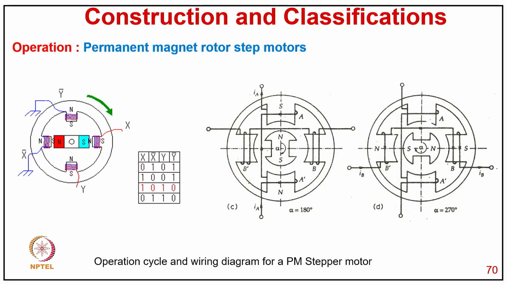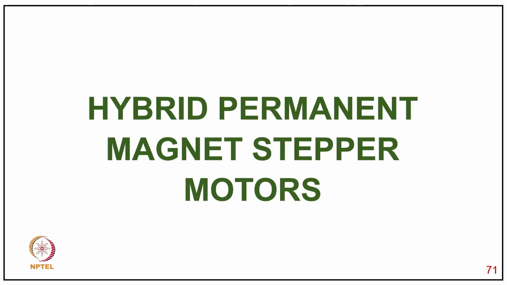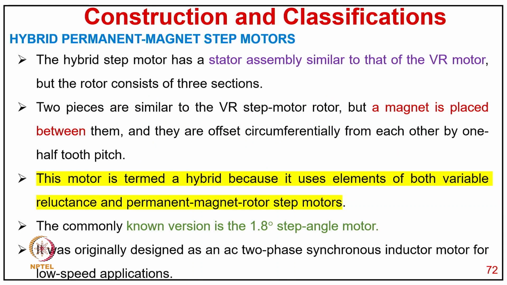And you can just see how, typically with the excitation, the magnets are really attracted, and you get the motion of this PM stepper motor. Now coming to the third category, the hybrid permanent stepper motor. These are called hybrid because of the two natures: we have a saliency as well as the permanent magnet. That is one way. Another is that we have an axial field as well as a radial field in these motors.